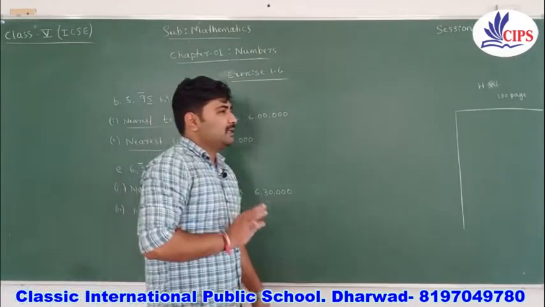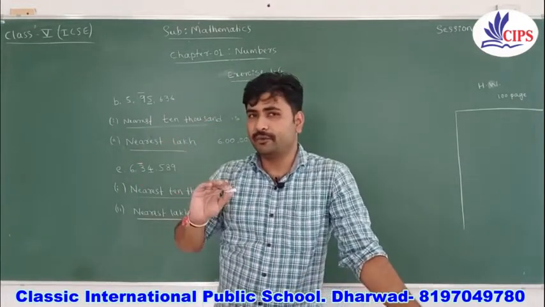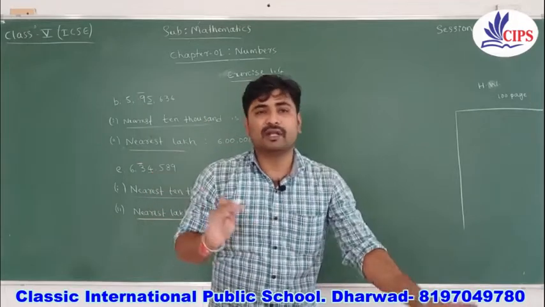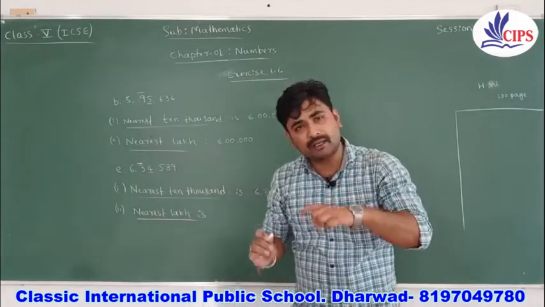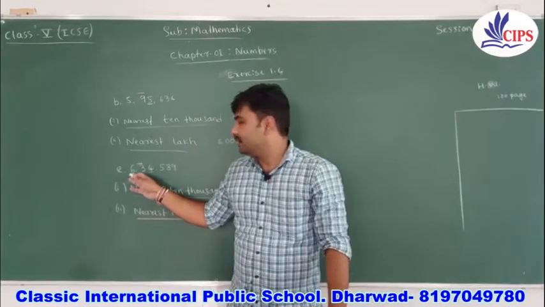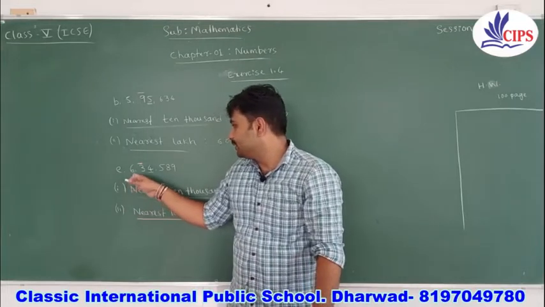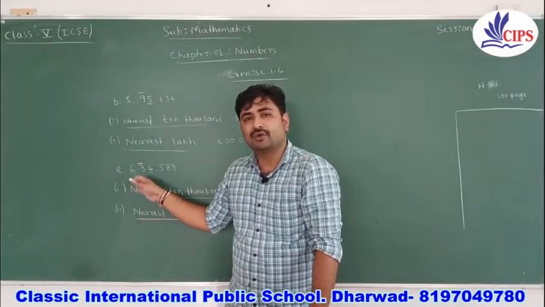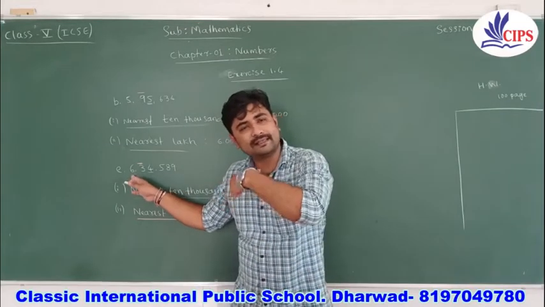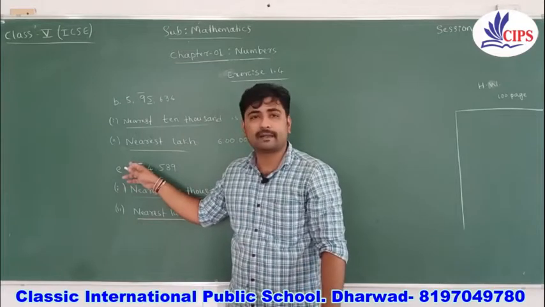Remember one thing always: if you come across a number which is less than 5, then think only one thing, that is the lowest multiple. So whenever you come across the lowest multiple, you are going to write the same number for which you are rounding off. For example, here I am going to consider the lowest multiple of lakh. So the lowest multiple of 6 lakh is again 6 lakh itself. If you want the highest multiple, then it will become 7 lakh.